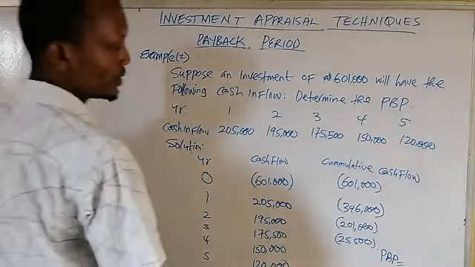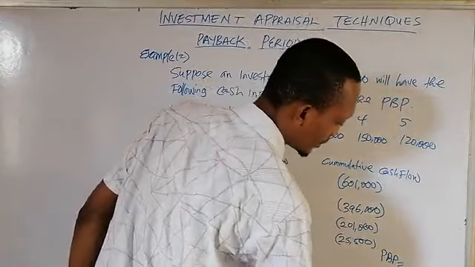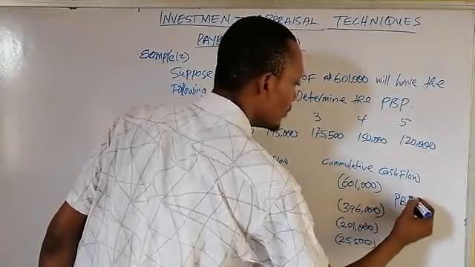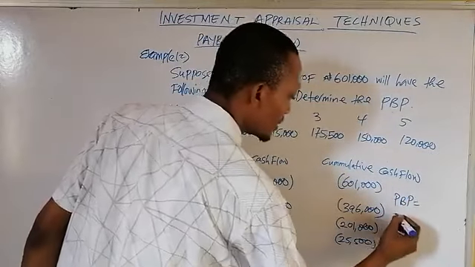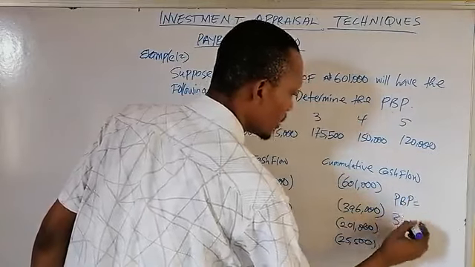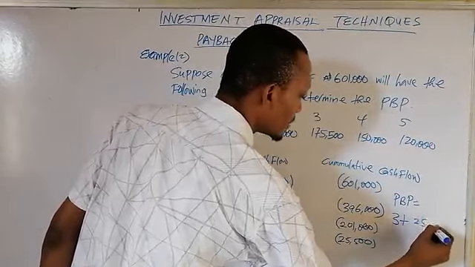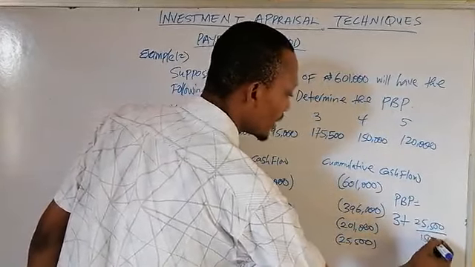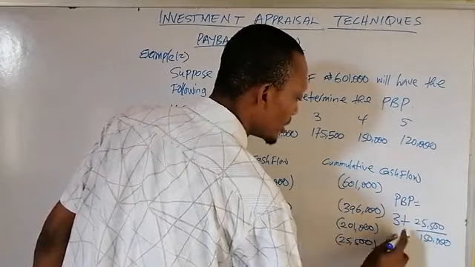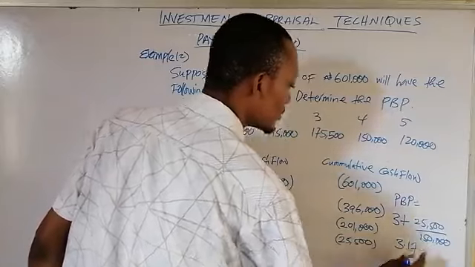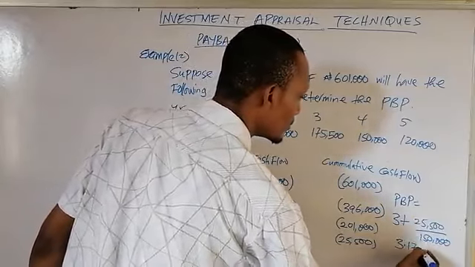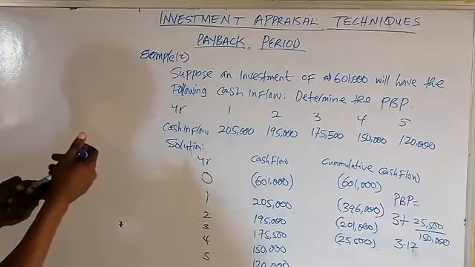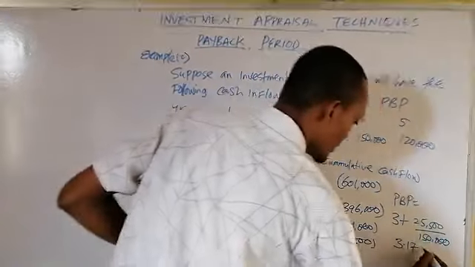Since it is not clear there, let me raise it up so that you can see it clearly. So our payback period is equal to 3 years plus 25,500 all over 150,000. The answer is equal to 3.17 years. So we divide 25,500 by 150,000. Yes, 3.17 years.